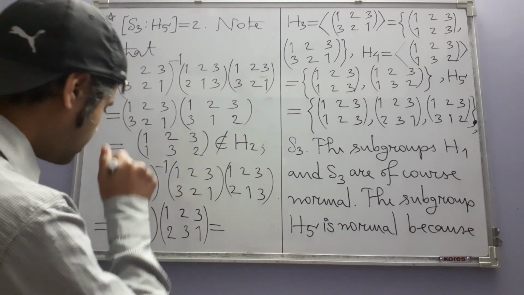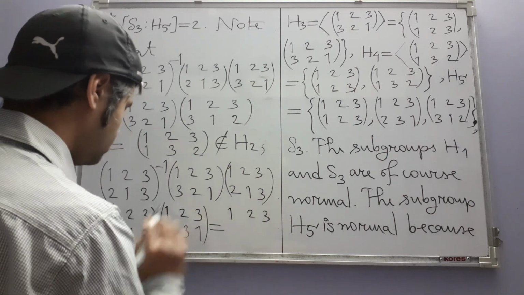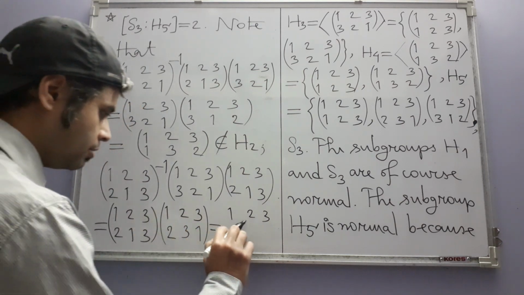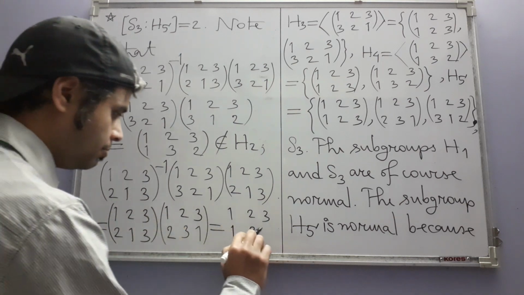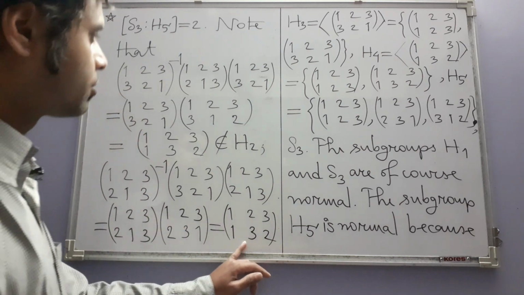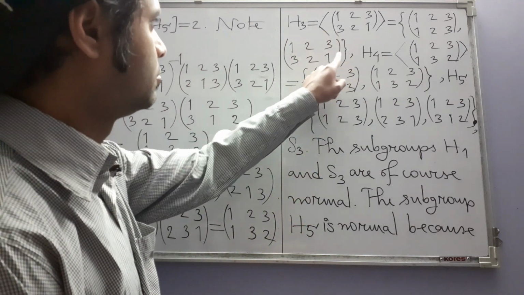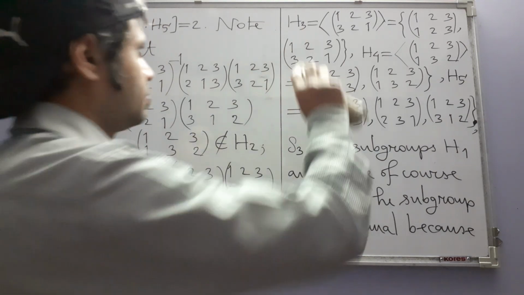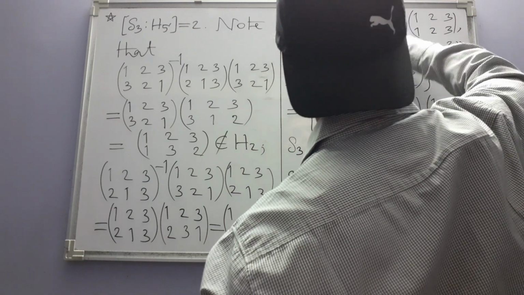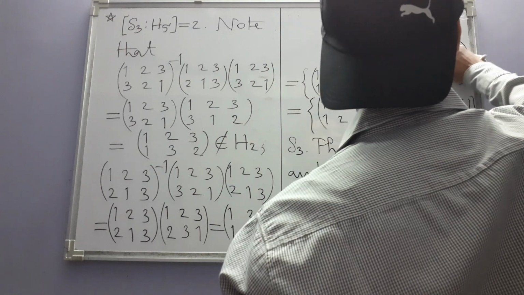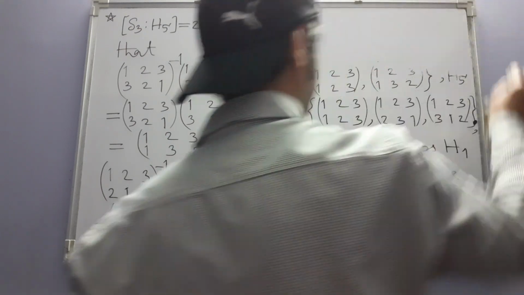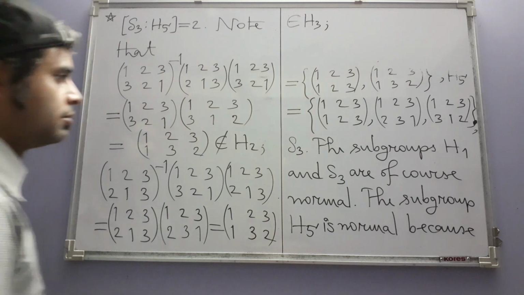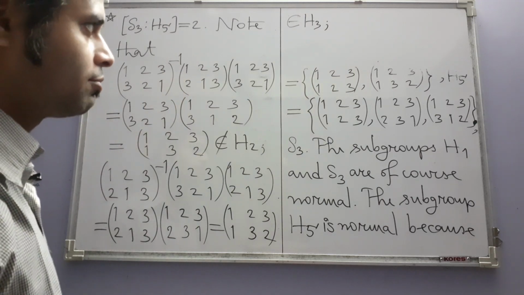Then this product, 1 to 2, 2 to 1, so 1 to 1, 2 to 3, 3 to 3, 2 to 3, 3 to 1, 1 to 2, 2. Does it belong to H3? 1 3 2? No, we do not have any 1 3 2 here, so this does not belong to H3. Next, we consider the case of H4.